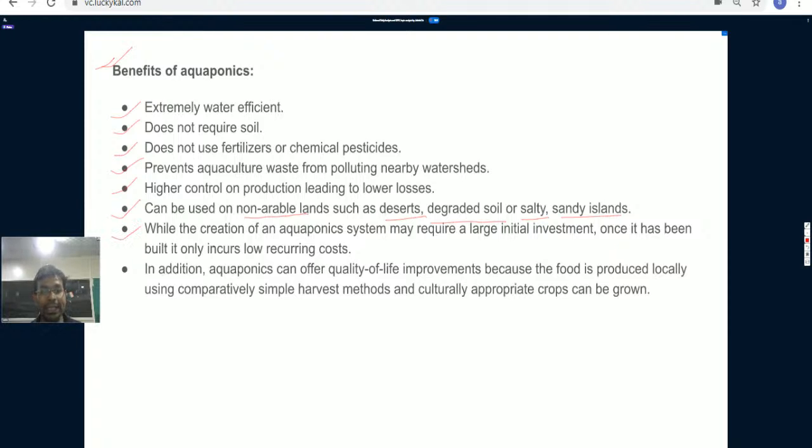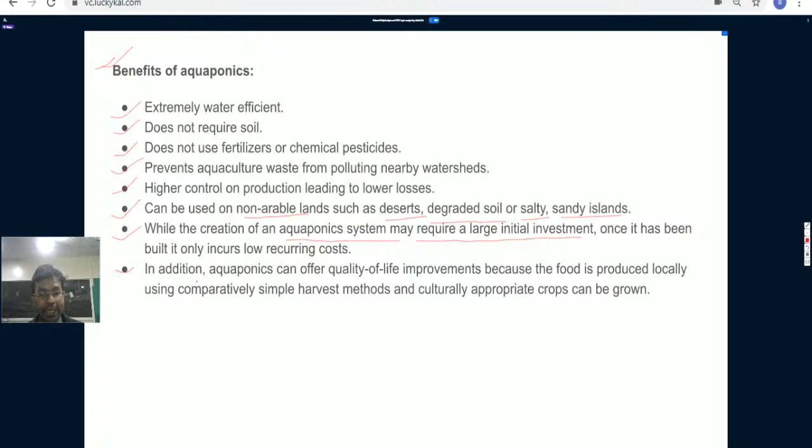While the creation of an aquaponic system may require a large initial investment, like if we are setting up an aquaponic system, initially it requires large investment, but once it has been built, it only incurs low recurring cost. To continue the practice, we require lower cost.